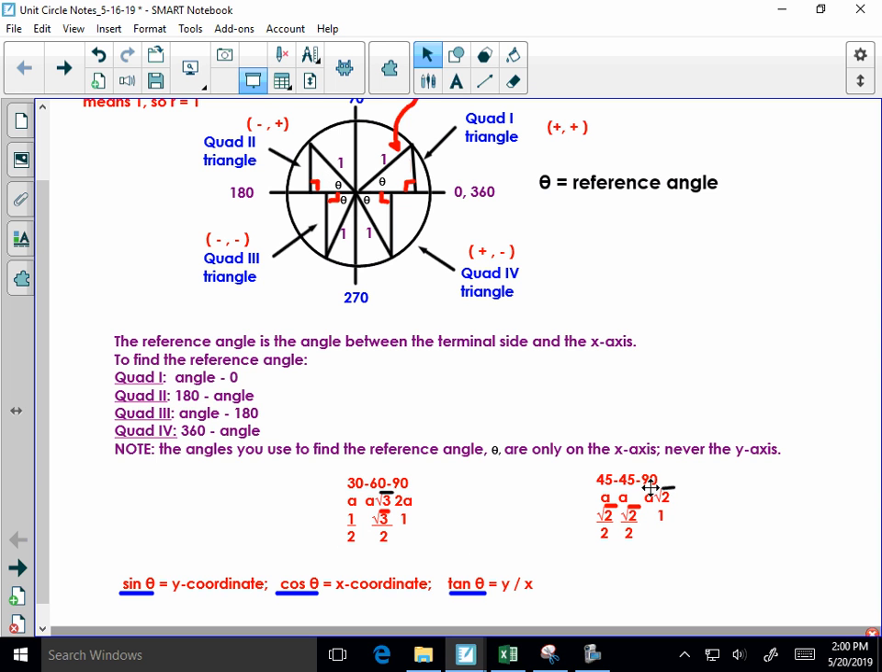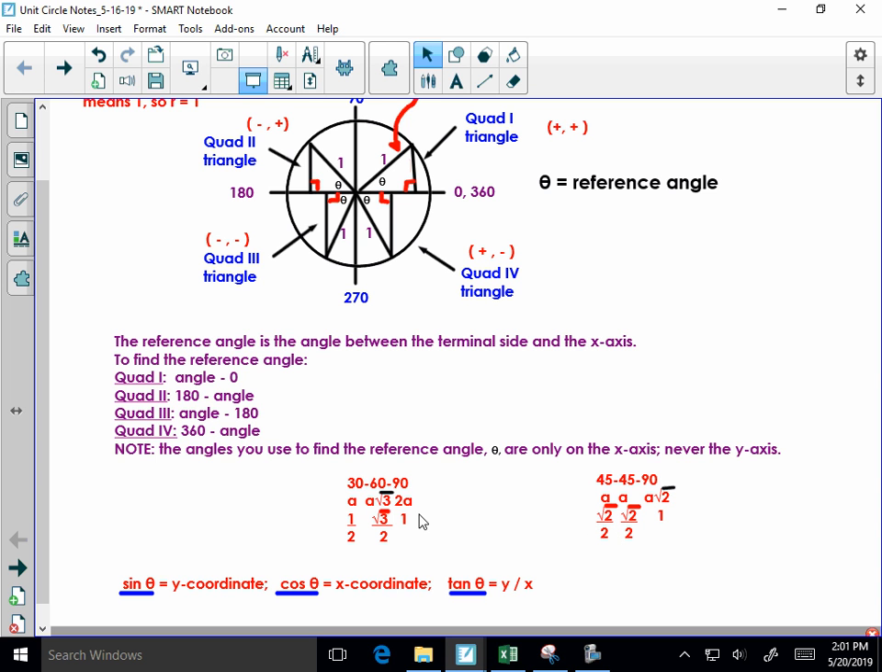Same with the 45, 45, 90. Since the hypotenuse is already set at 1 in a unit circle, if we set that equal to 1, and solve it by dividing by root 2 and then rationalizing it by multiplying by root 2 over 2, we get A equals root 2 over 2. Okay? If you need help understanding that, or you forgot how to do that from first semester, we can work on that individually.